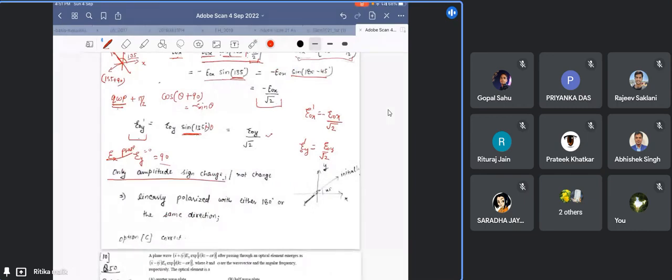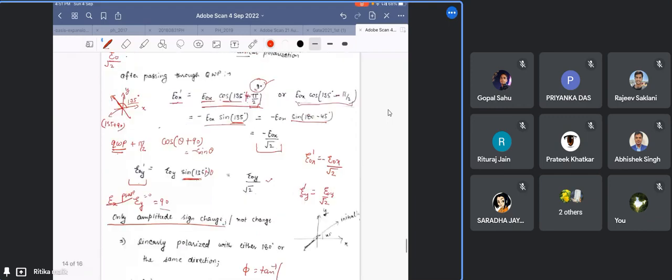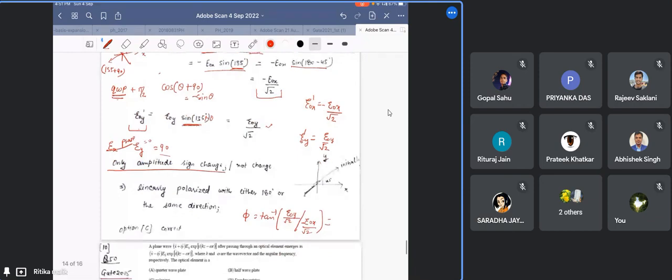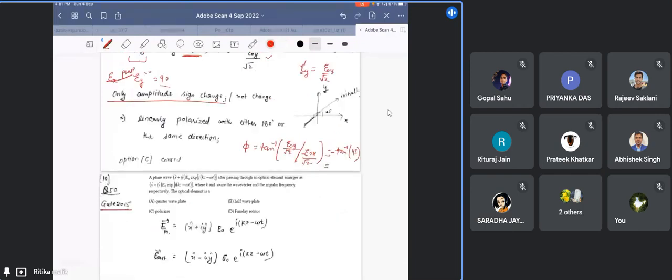Since there is a negative sign, that means the phase introduced is given by tan inverse of the y component, which is E0y by root 2, and the x component, minus of that. So it will become minus of tan inverse 45 degrees. E0x and E0y amplitudes are the same, so I just cancel out both these terms. And that will give you a phase difference of minus 45.